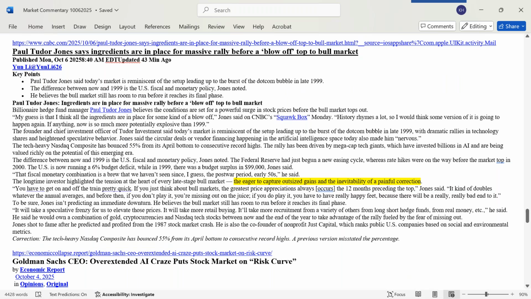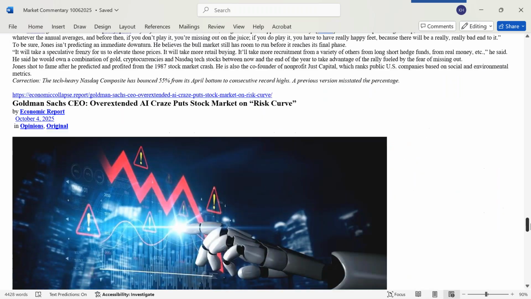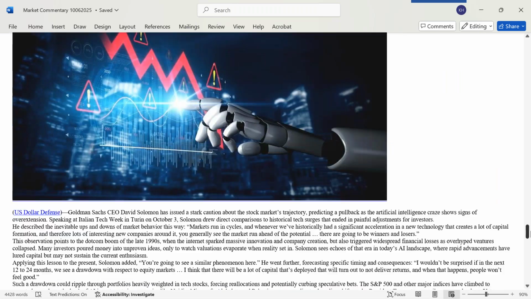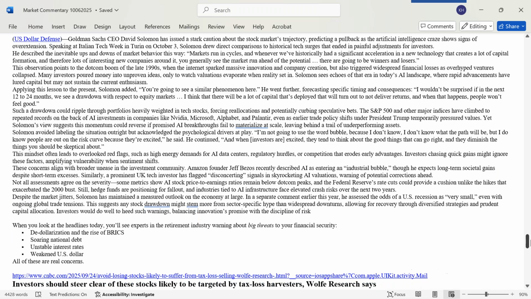With that said, even the professionals are thinking we'll have a Christmas rally. This is why we're going to want to be fully collared into the beginning of the year. Goldman Sachs CEO: overextended AI craze puts stock market on a risk curve. The returns are ridiculous. We're talking about a bubble again.